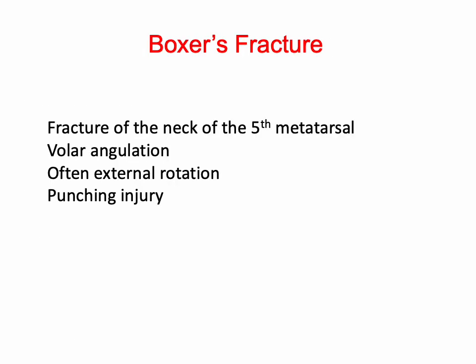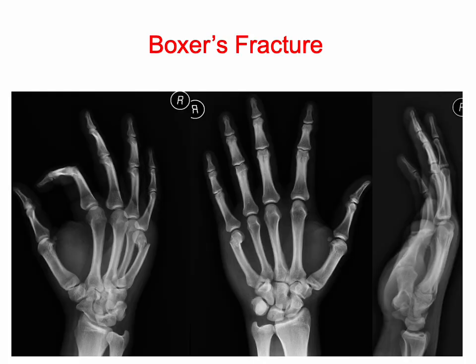A Boxer's fracture is a fracture of the neck of the fifth metacarpal, usually with volar angulation and external rotation, again also due to punching, hence the name. So we can see there's a fracture of the neck of the fifth metacarpal with volar angulation.